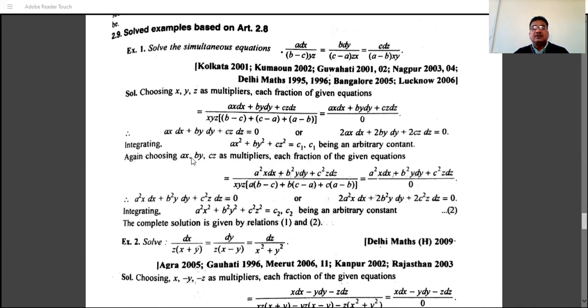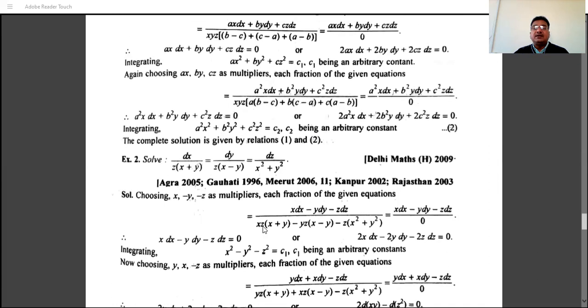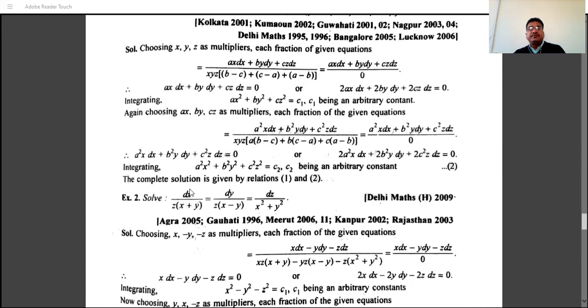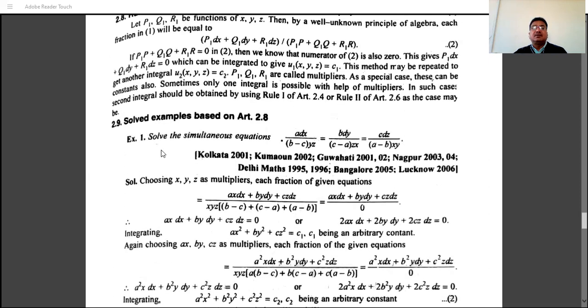These multipliers are linearly independent with respect to the first three multipliers. So we have the answer after integration: a square x square plus b square y square plus c square z square is equal to c2, and this is the second. And then 1 and 2 give the general solution, or complete integral, of the given differential equation.